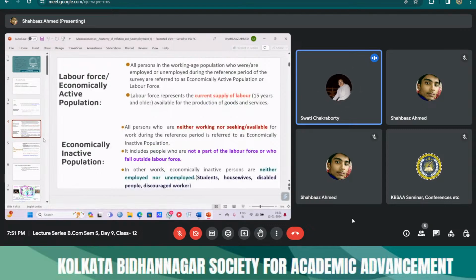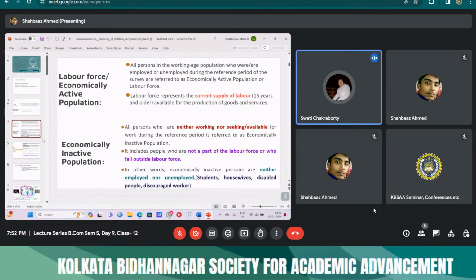So, who are the economically active population, or as we say, the labor force? These are all persons in the working age population who are or were employed or unemployed during the reference period of study. They are referred to as the economically active population or labor force. When we're talking of labor force, we are talking of the current supply of labor, 15 years and above, who are available for production of goods and services, either employed or unemployed during the period of survey, but available.